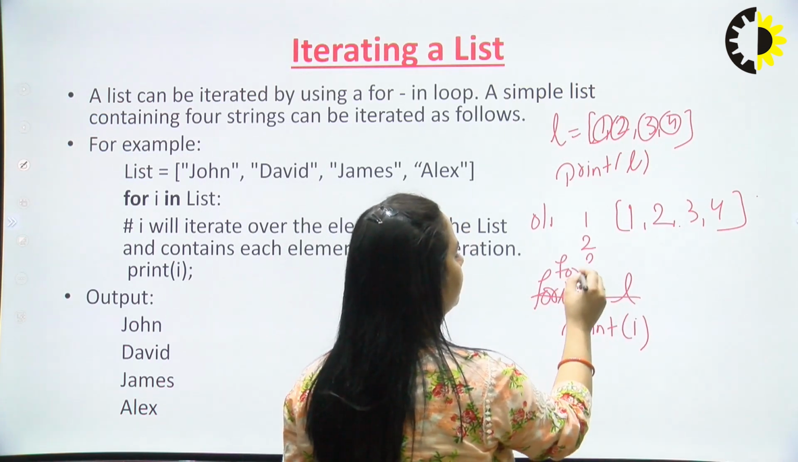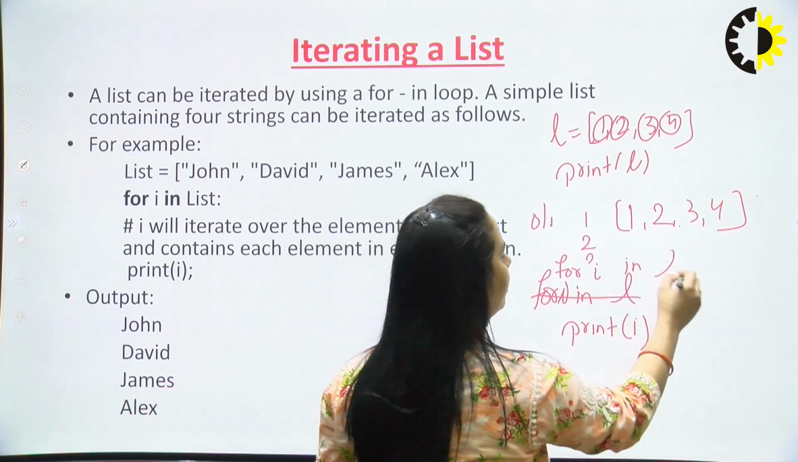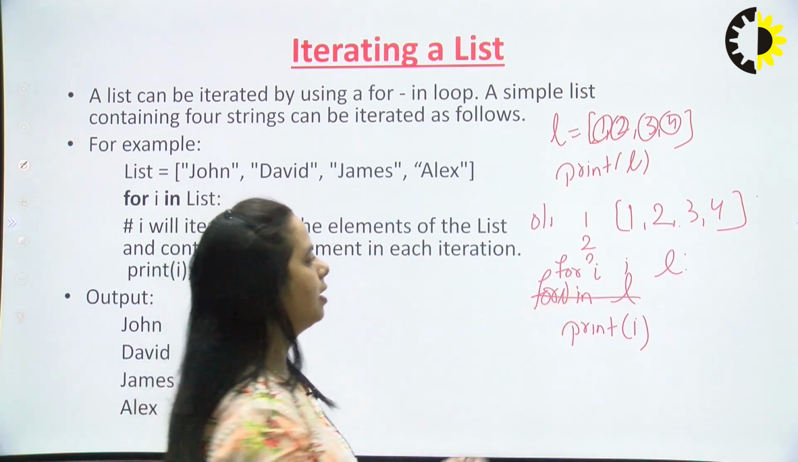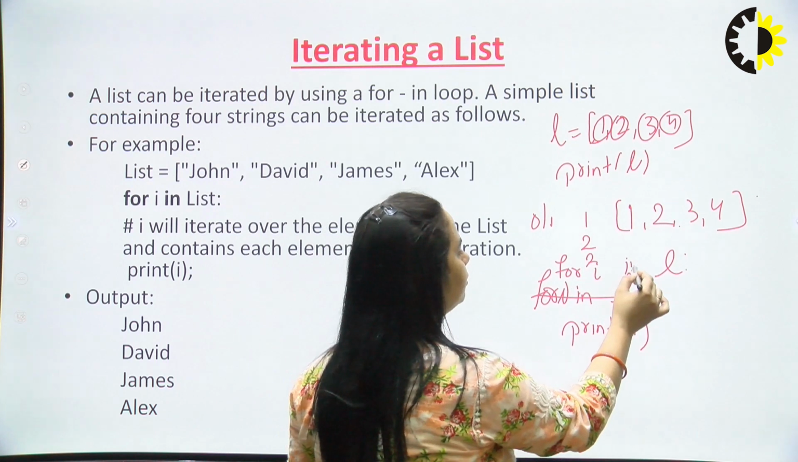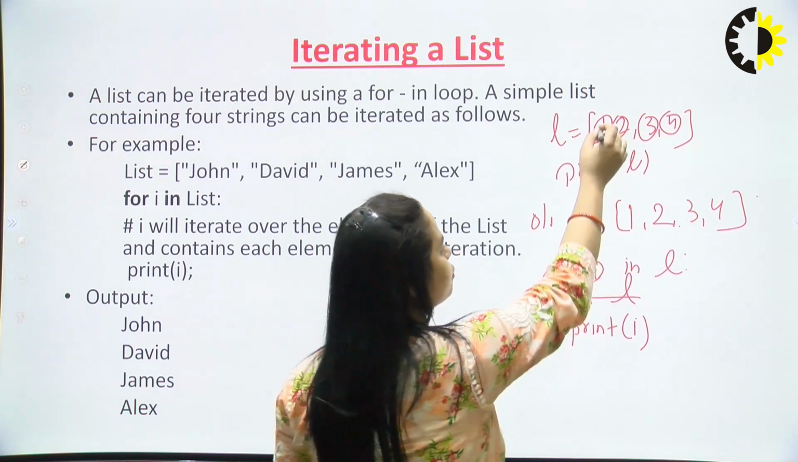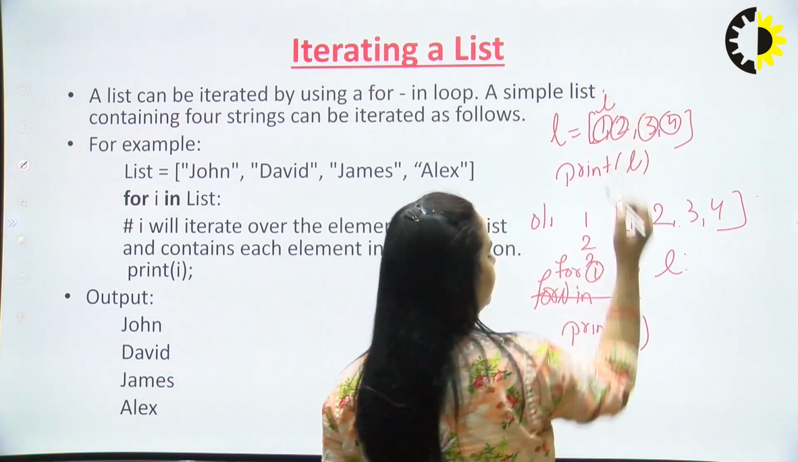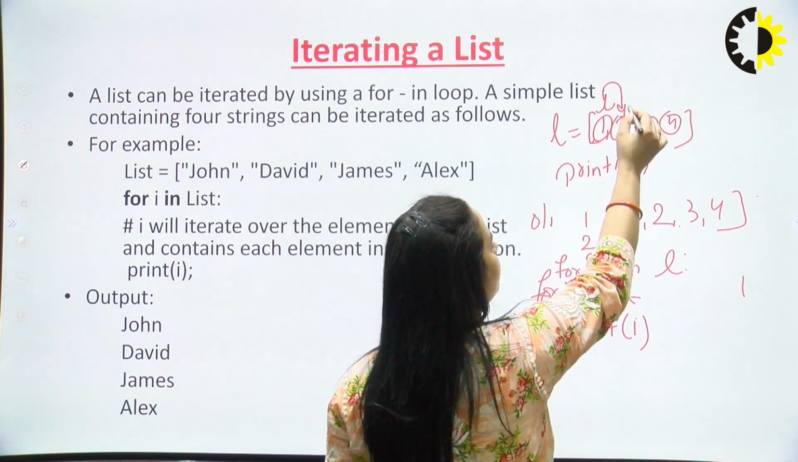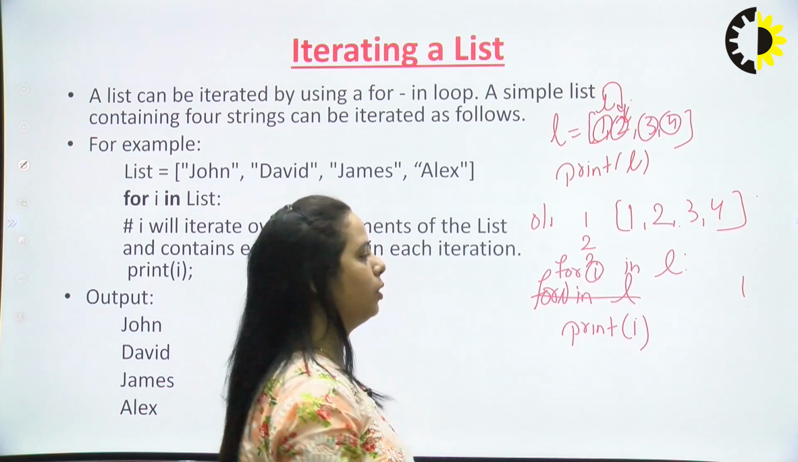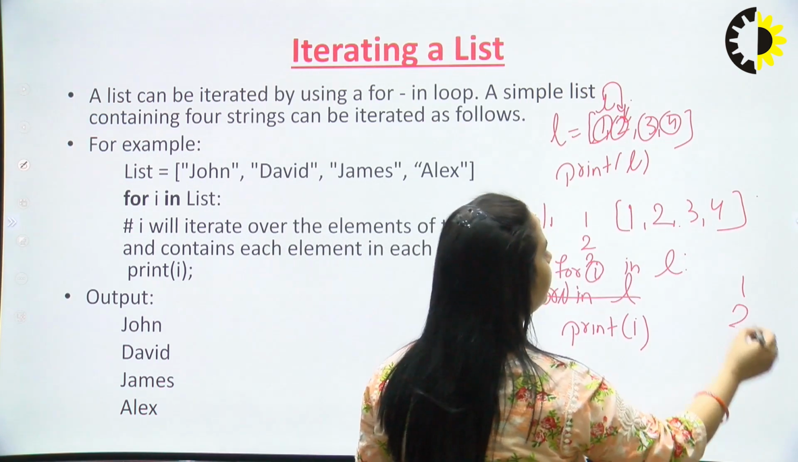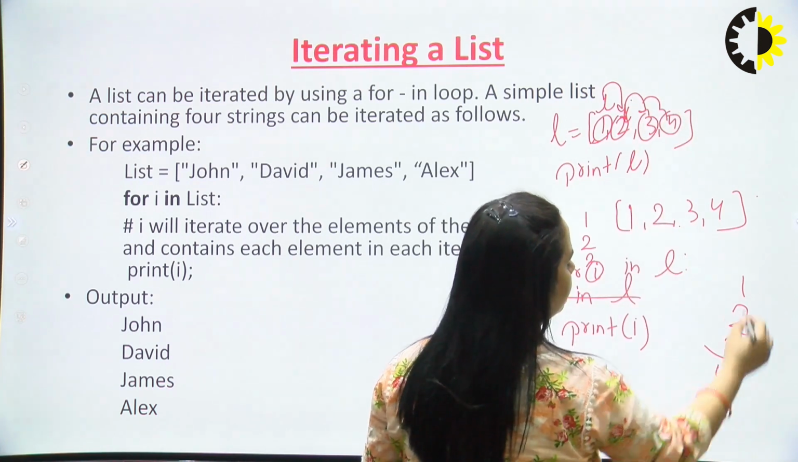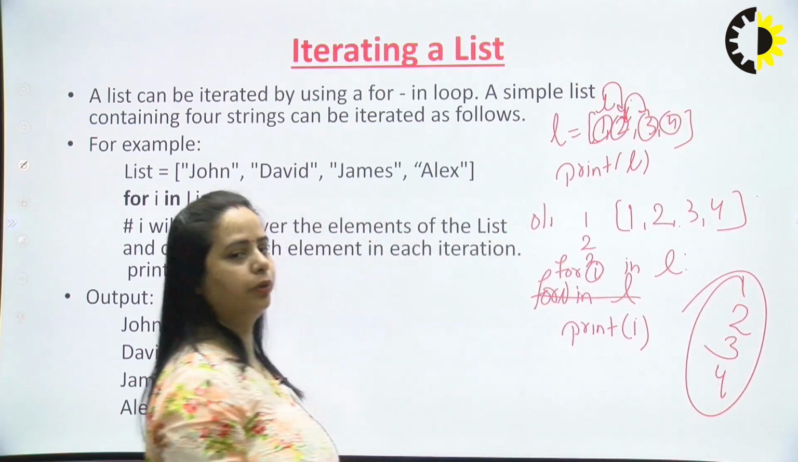I have written again, for I in L, print I. Now, how will this iteration work? First of all, I will iterate over the elements. First of all, the value of I will be 1. This will print the value 1. Next, it will jump to the second value. Now, the value of I becomes 2 and it will iterate over 2. Next, 3 and next 4. This is how iteration is performed on the list elements.